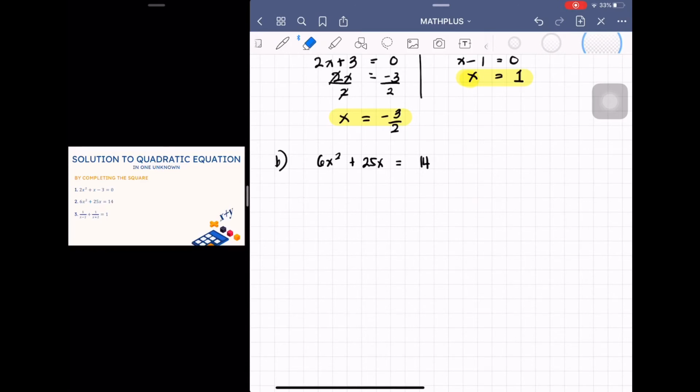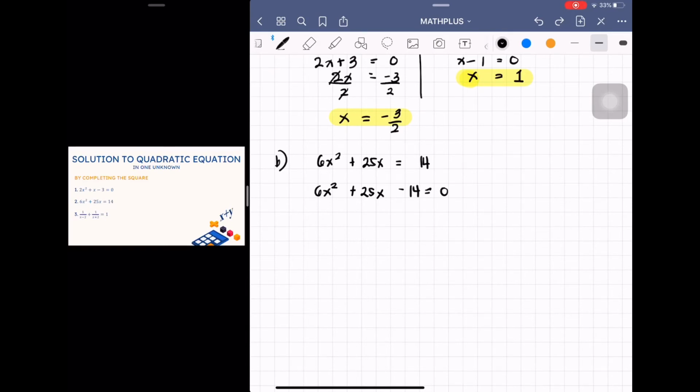So you have there 6x squared plus 25x minus 14 equivalent to 0. Of course, you have to check if you can factor it first. If not, then proceed to completing the square. Definitely this one can't be factored, even though we think of factors of 6 and negative 14 that will produce factors. So instead, let's just focus on the solution being discussed in this video, which is completing the square.